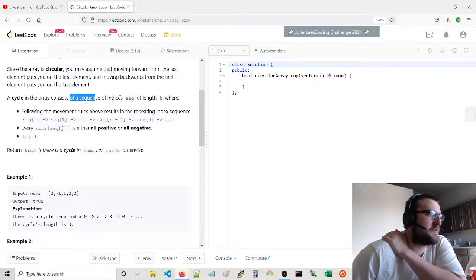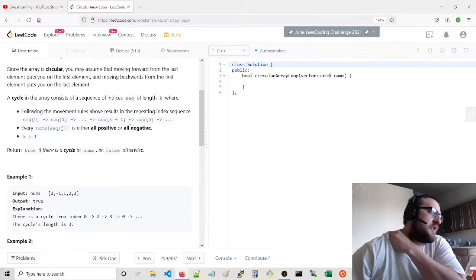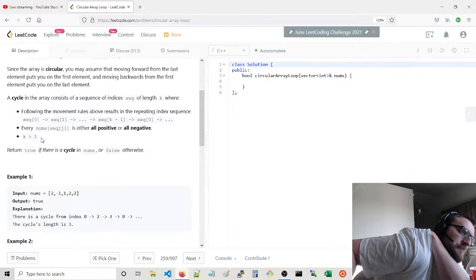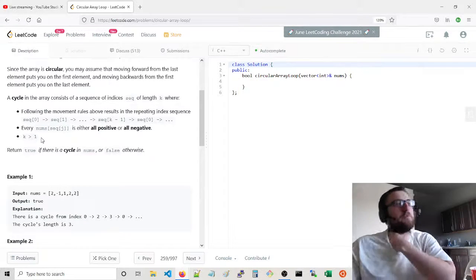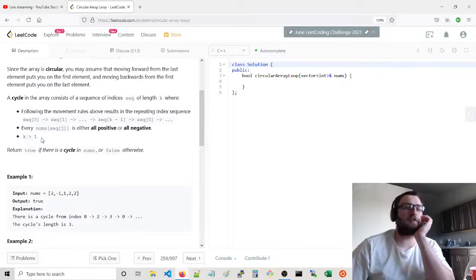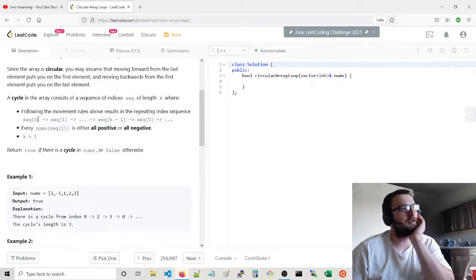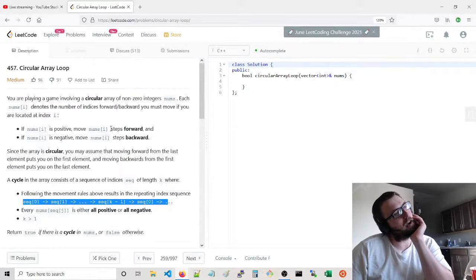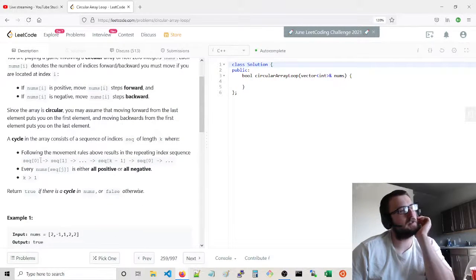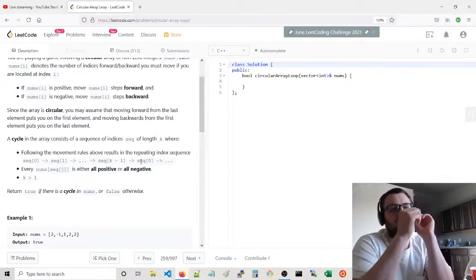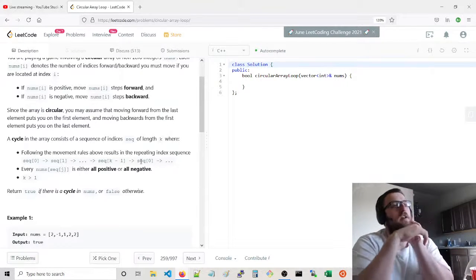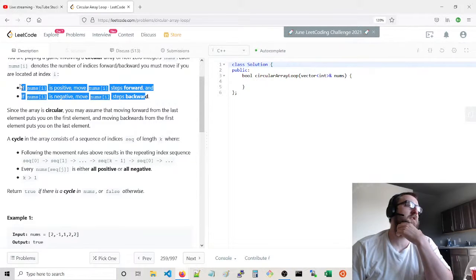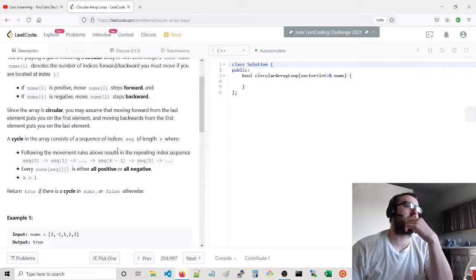A cycle in the array consists of a sequence of indices seq of length k, where following the movement rules above results in the repeating index sequence seq[0] to seq[1] to seq[k-1] back to seq[0]. Yeah, so this is a pretty interesting concept. We've explored this with a few different problems where there are cycles within the array, although the cycles we were talking about weren't amounts that you're moving forward or backwards. It's actually indices themselves. Each index would tell you which other index you're going to jump to from that spot, which is kind of an equivalent definition to this. A little bit cleaner though, I think.